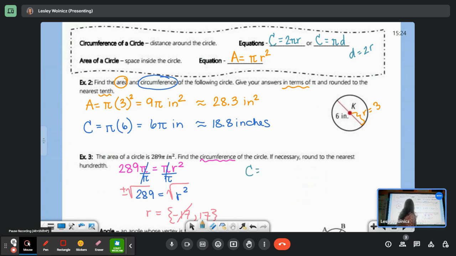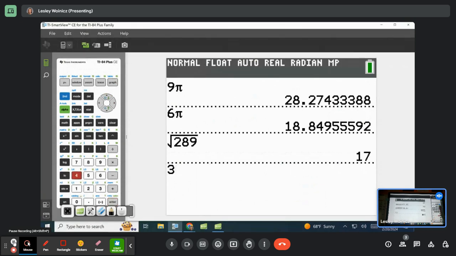Circumference equals 2 pi times my radius. Okay, let's give our answers in exact form and rounded to the nearest hundredth. So in exact form, 2 times 17 is 34. That is 34 pi inches. Okay, and then I can put it in my calculator and round. 34 pi. I'm getting 106.81.